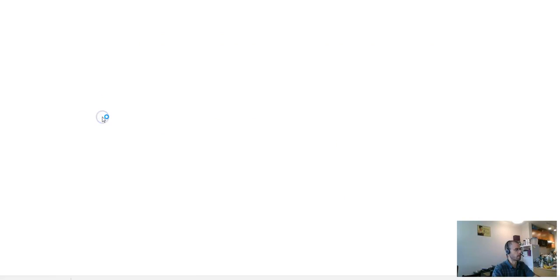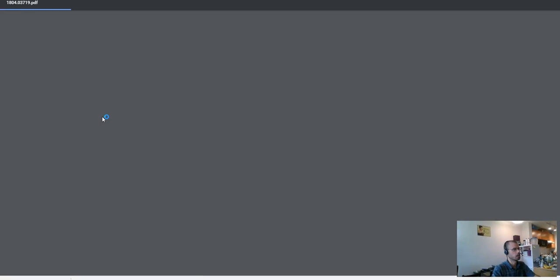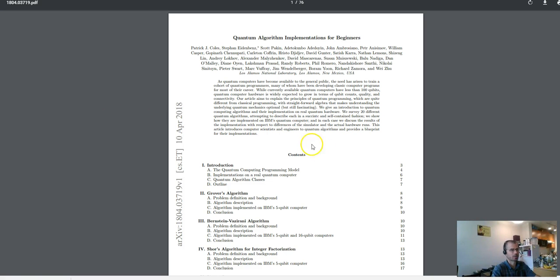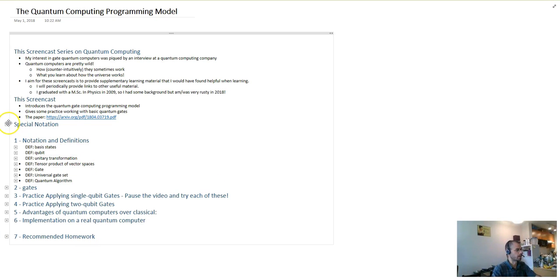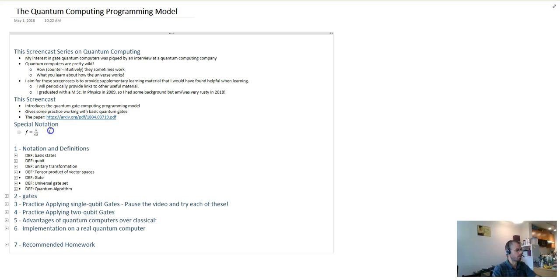This is based on this paper. It's an introduction to various quantum computing algorithms and to the quantum computing programming model. We're basically going to be going over this part of this paper here, and then we'll be doing some extra exercises on quantum gates. As usual, for the fraction 1 over square root of 2, I just use f to make things easier.